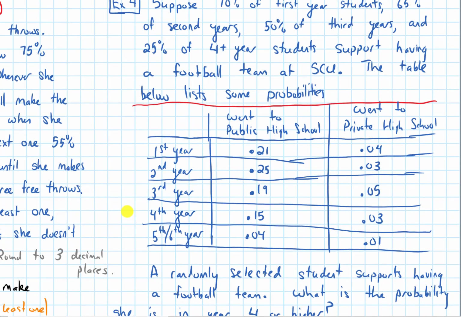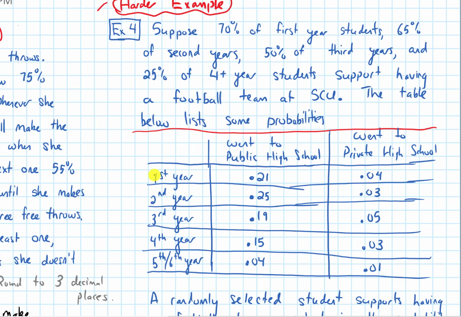Alrighty. So these columns here are a little bit of unnecessary information. What I ultimately need to know is what percentage of people are first years total, what percentage of people are second years, and so on. And I can get that by summing the values in each row. So if I add up 0.21 and 0.04, we get 0.25.